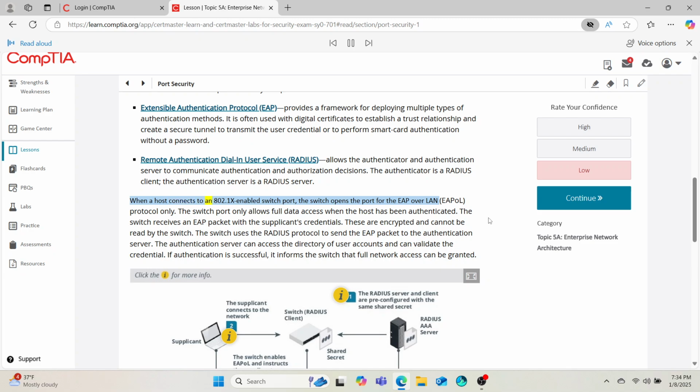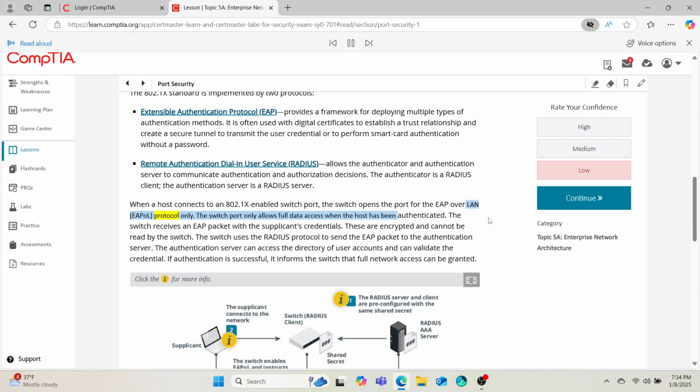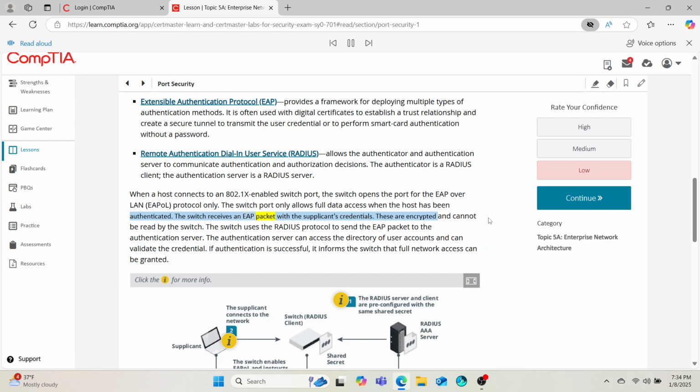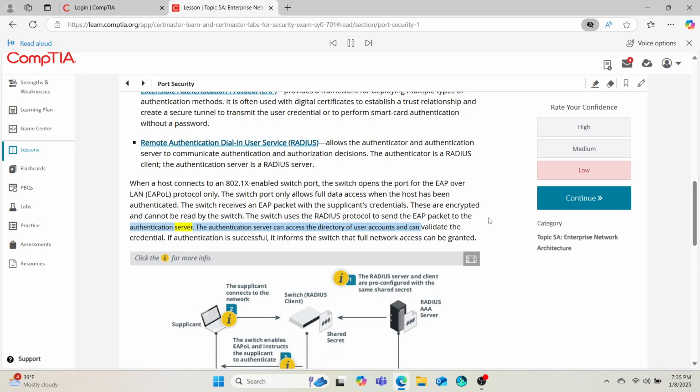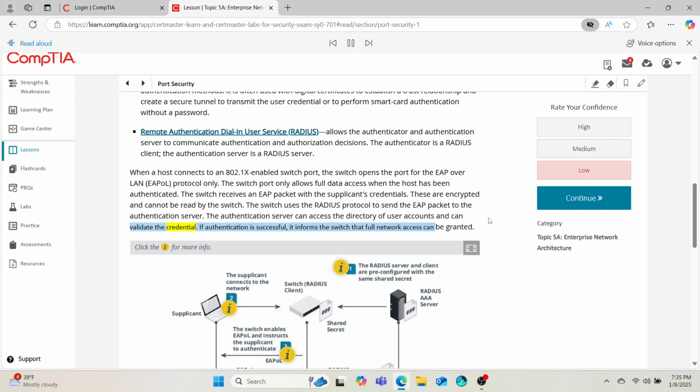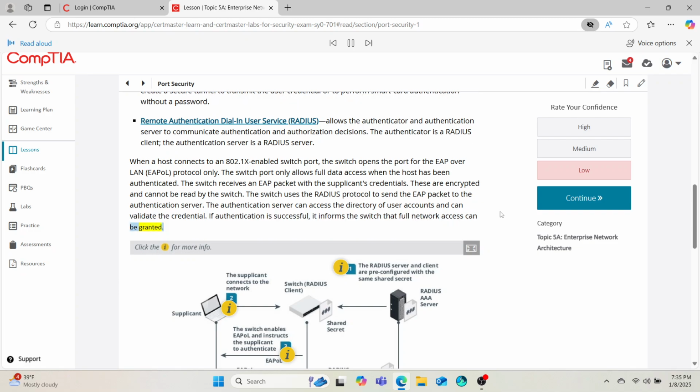When a host connects to an 802.1x enabled switch port, the switch opens the port for the EAP over LAN, EAPOL, protocol only. The switch port only allows full data access when the host has been authenticated. The switch receives an EAP packet with the supplicant's credentials. These are encrypted and cannot be read by the switch. The switch uses the RADIUS protocol to send the EAP packet to the authentication server. The authentication server can access the directory of user accounts and can validate the credential. If authentication is successful, it informs the switch that full network access can be granted.